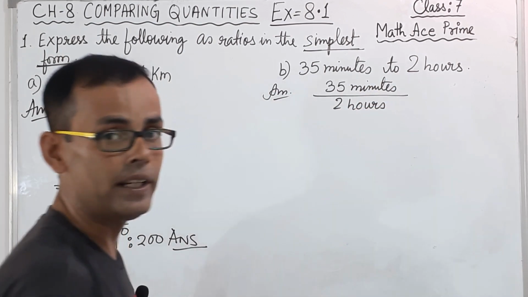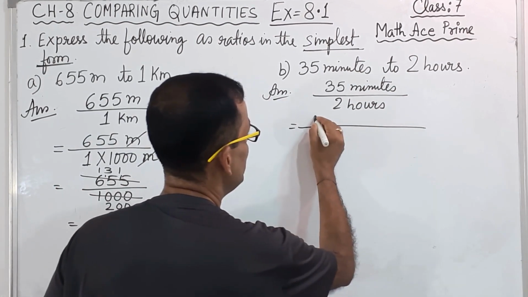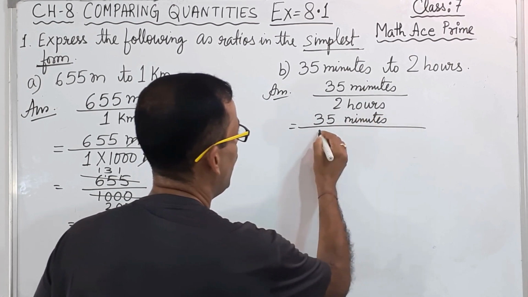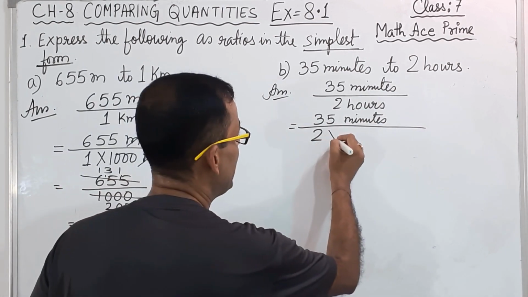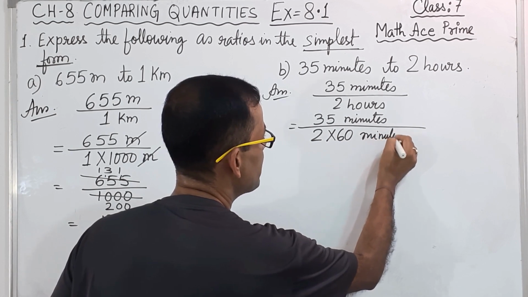One is minutes, one is hours. We have to make it of the same kind. So what I will do, 35 minutes, and 2 hours means, 1 hour means 60 minutes. So we'll multiply with 60 and this also will become minutes.